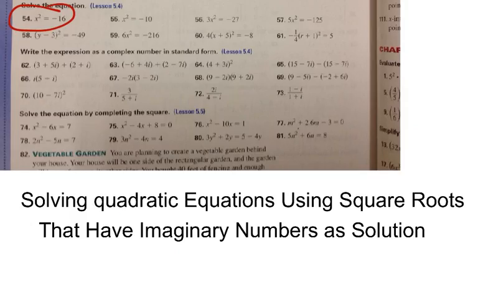Let's do something similar to that. Let's do 57. 5x squared equals negative 125. So 5x squared equals negative 125. Now, before you apply the square roots, remember the x squared has to be by itself.